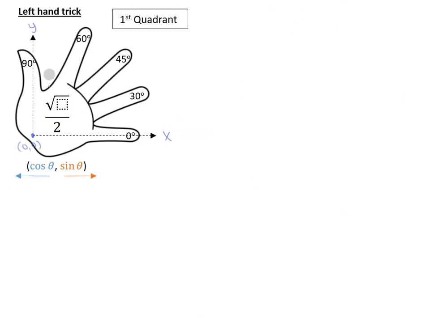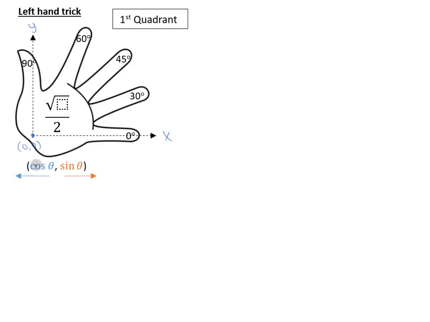There are a couple things you have to memorize here, which fingers represent which. So your ring finger is 30 degrees, middle finger is 45, index finger, pointer finger, is 60, your thumb is 90, and your pinky is 0, for these degrees. There is a model that we're going to use here: square root of blank over 2. We use this every time we use the left-hand trick. Square root of blank over 2. We just have to figure out what goes in that blank and then simplify the answer.